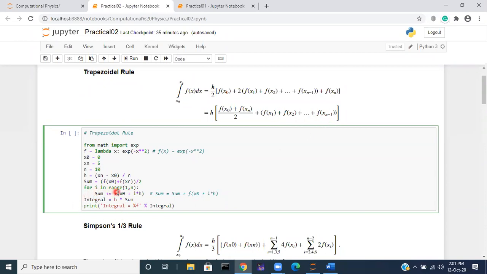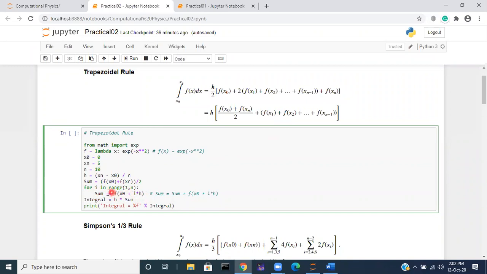So for i in range from 1 to n, the output goes 1, 2, 3, 4, 5, 6 till n minus 1. So this will go up to n minus 1. For each value of i, when i is equal to 1, we take f of x0 plus h, which is x1.